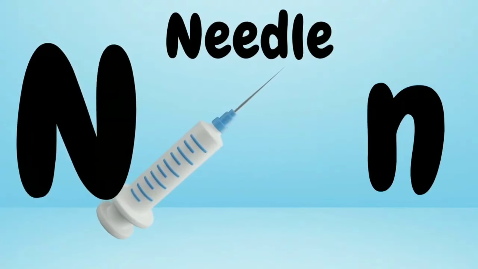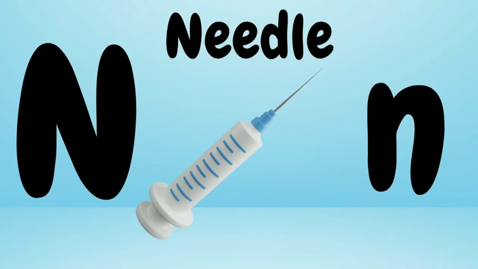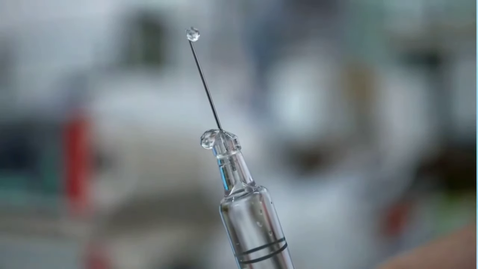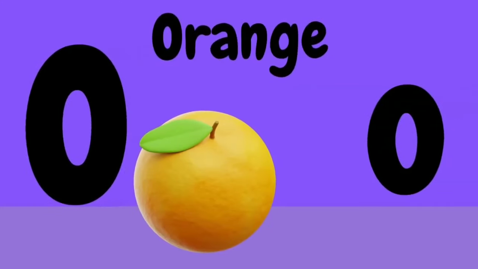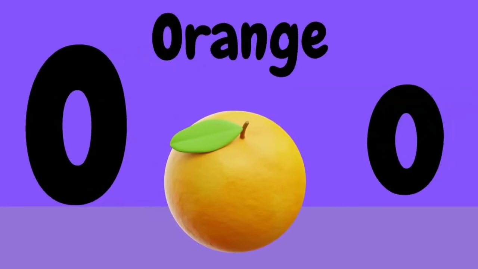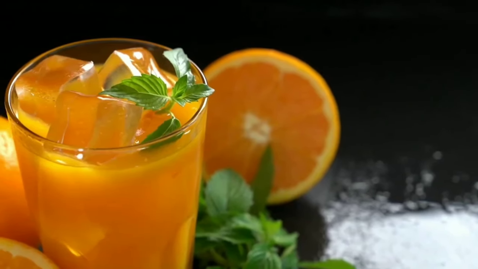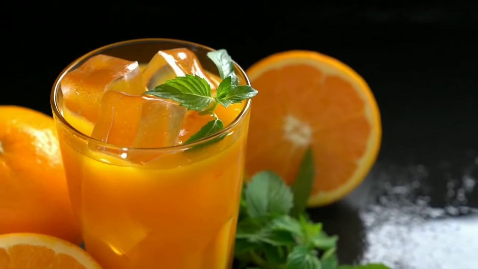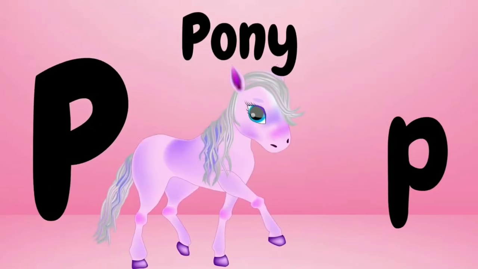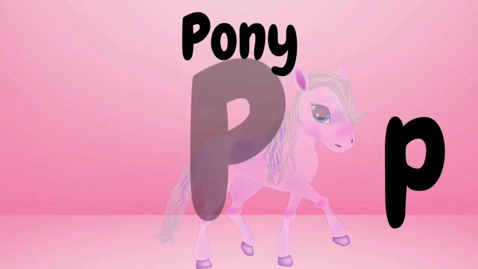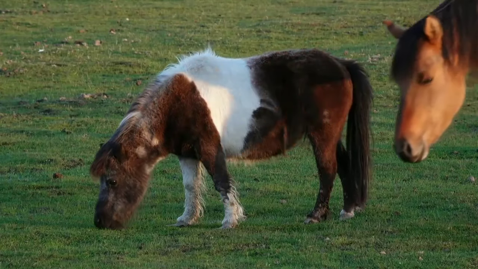N is for needle, needle, needle. This is the needle, needle, needle. O is for orange, orange, orange. This is an orange, orange, orange. P is for pony, pony, pony. This is a pony, pony, pony.